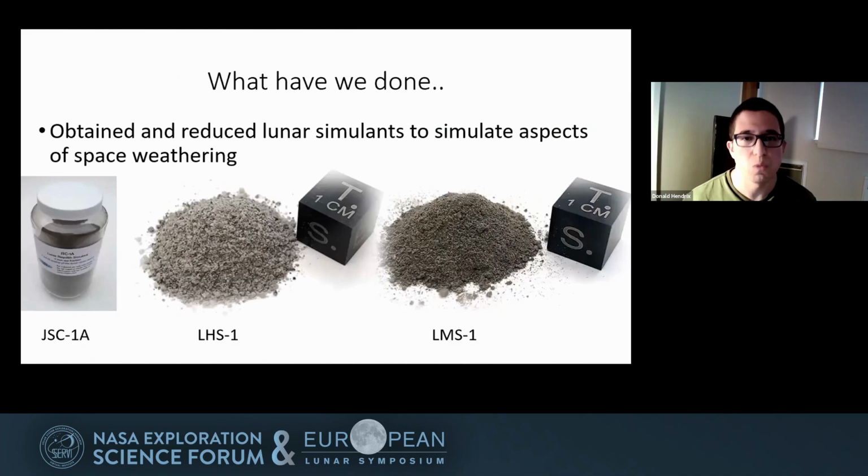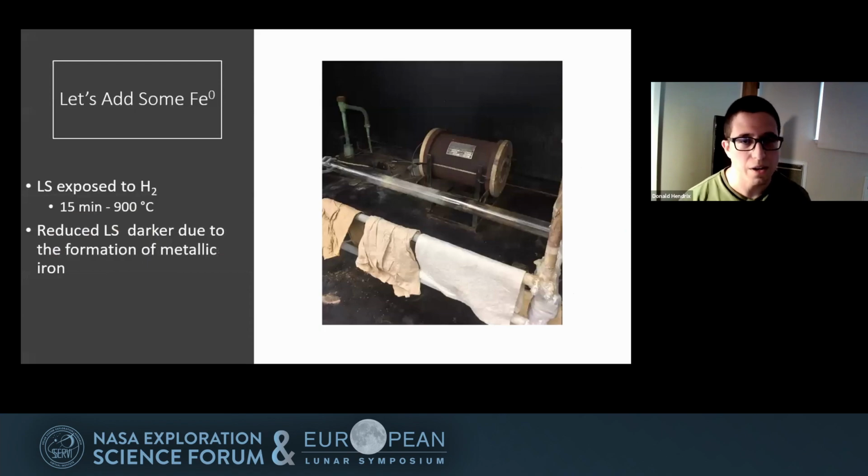So far what we've done is we've obtained 3 separate lunar simulants: the traditional JSC1A, LHS1 from the Exolith lab, as well as LMS1 from the Exolith lab. Since these simulants by themselves do not have metallic iron, we try to add some metallic iron. Basically, I take a little silica boat and add a little bit of the simulant sample, and that silica boat goes into a glass tube. This glass tube gets flushed with hydrogen.